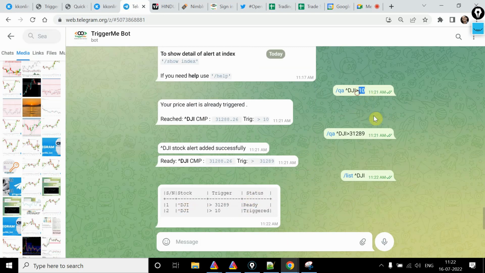This level already got triggered, right? And it will be cleaned up from the system very soon. This is a trigger which happened. My price was 31289, which I had put. I want to get an alert when this level is crossed. However, since I mentioned that there's a tolerance added, it is within that tolerance value. The value is 31288.26, around 74 paisa less, right? So it has given me a ready information.